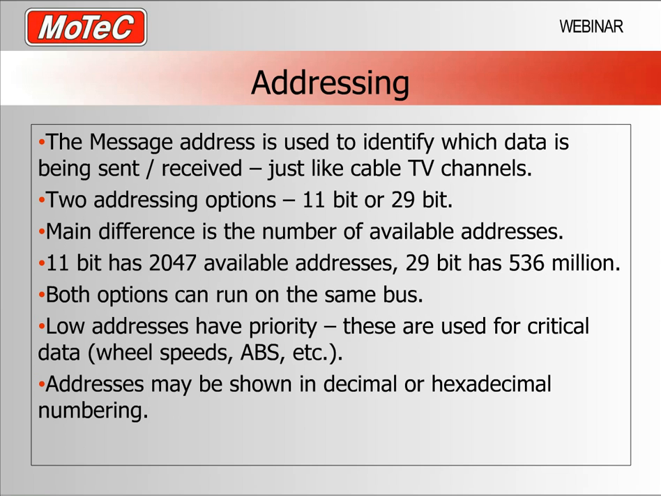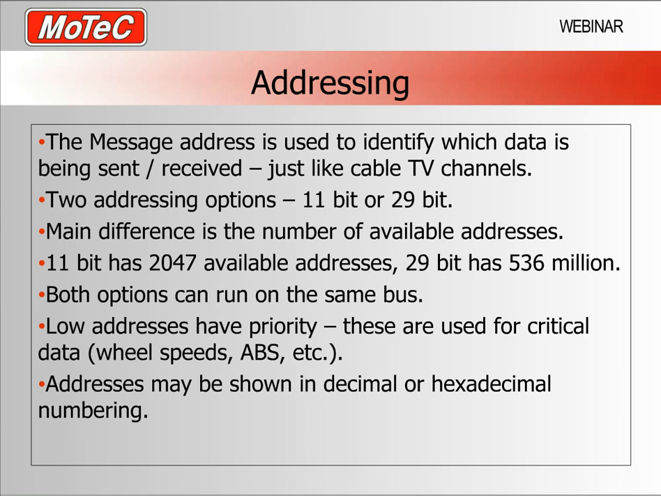There are two addressing options, 11-bit or 29-bit. Now, 11-bit gives you many addresses, in fact 2047, and 29-bit has more than 500 million addresses. Effectively, these systems can actually operate at the same time on the same bus, and largely MoTec systems use 11-bit addressing. You still have an incredibly large range of channels there with 2,000 channels. Now, again, the addressing allows us to define both what the data is going to be, and it also allows us to control the priority.